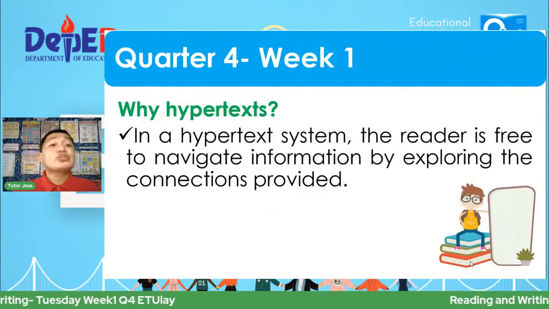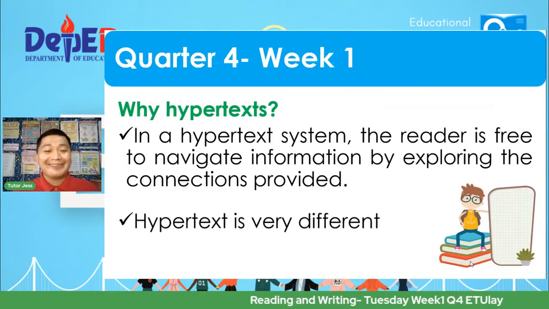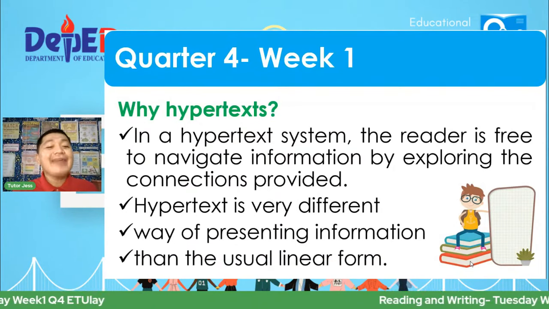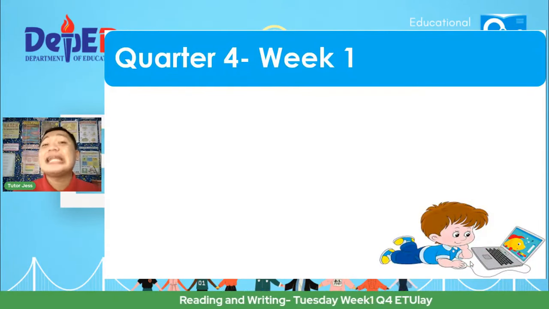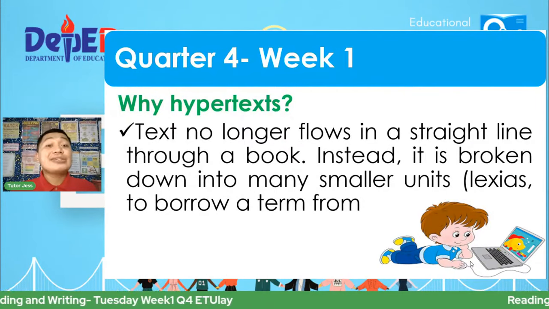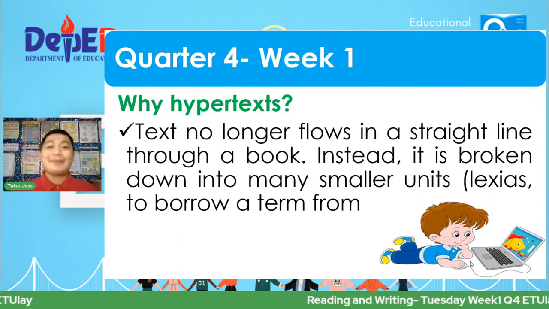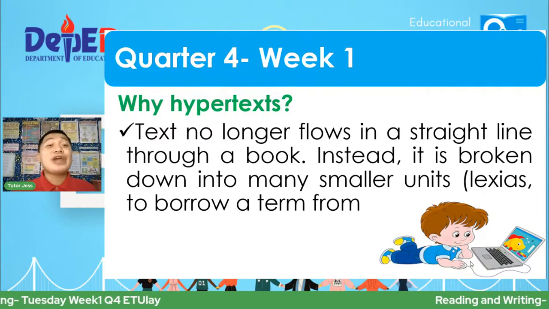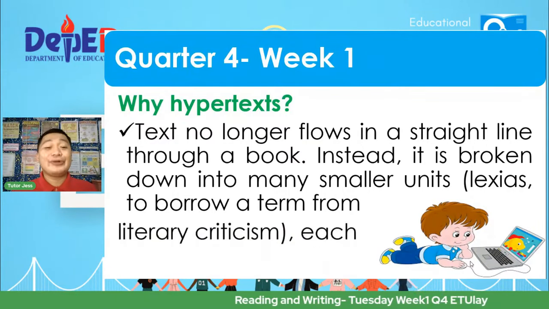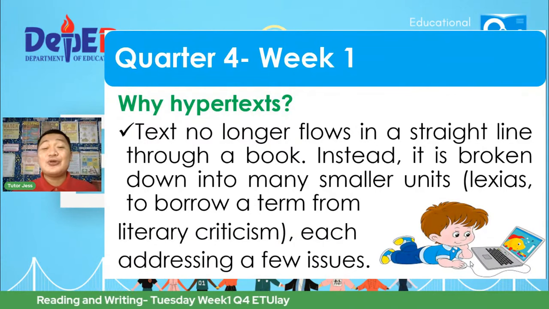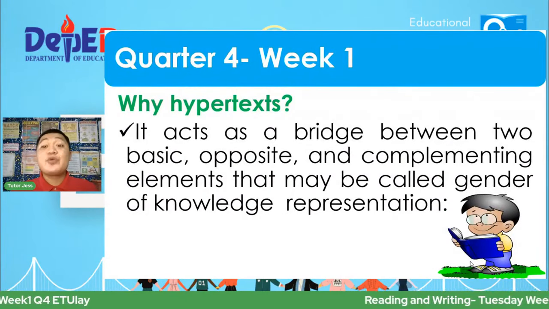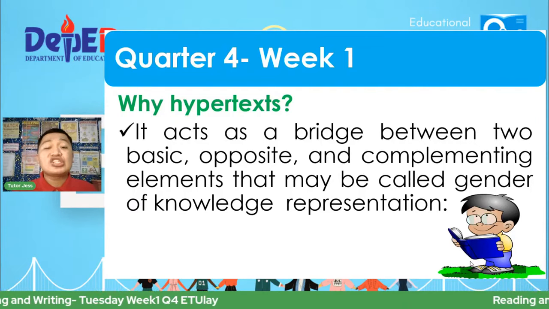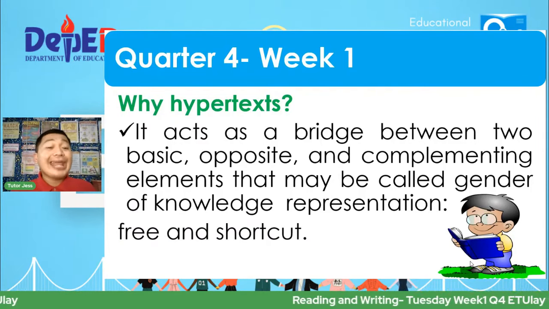In a hypertext system, the reader is free to navigate information by exploring the connections provided. Hypertext is a very different way of presenting information than the usual linear form. Again, this is not linear. Rather, this is nonlinear. Text no longer flows in a straight line through a book. Sabi nga kanina, nag-pretest tayo, hindi siya linear, hindi siya straight line. Instead, it is broken down into many smaller units, to borrow a term from literary criticism, each addressing a few issues. It acts as a bridge between two basic, opposite, and complementing elements that may be called genders of knowledge representation, free and shortcut.